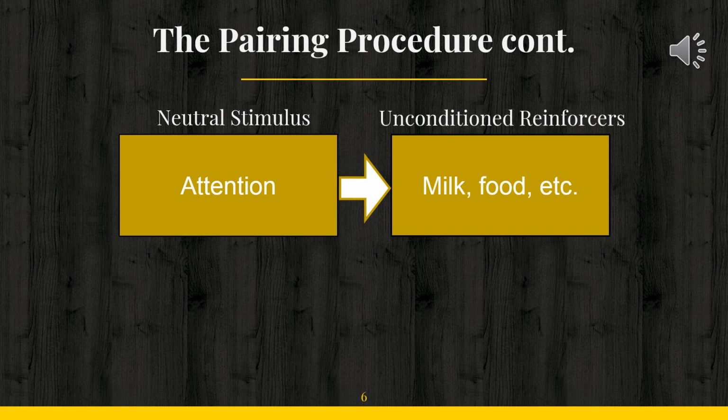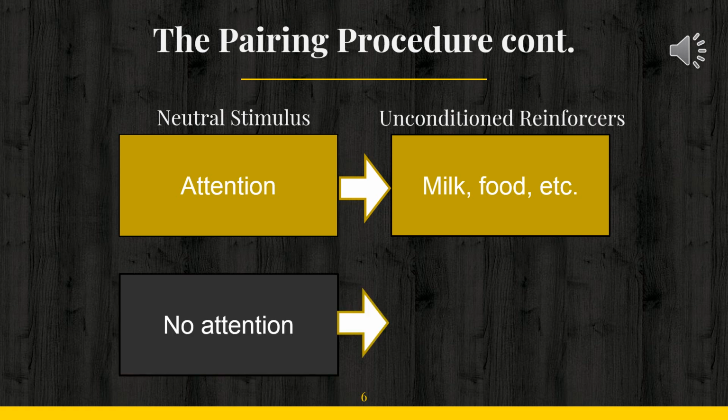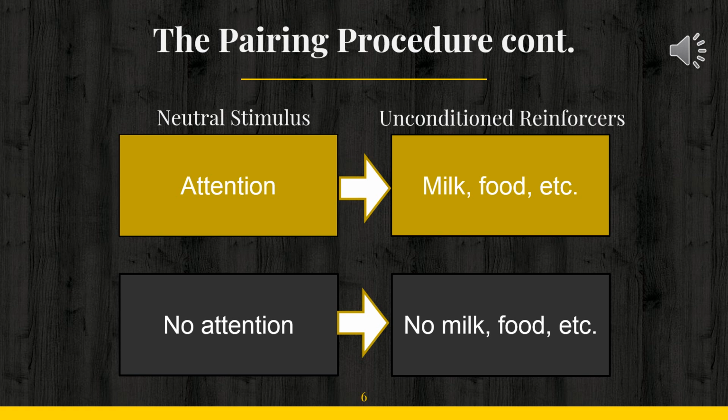An important aspect of the pairing procedure is that the absence of the neutral stimulus should also result in the absence of the conditioned or unconditioned reinforcer. In this example, the absence of attention would also be paired with the absence of access to the listed reinforcers. As mentioned previously, you cannot access these reinforcers without first receiving attention. Therefore, if attention consistently precedes access to these reinforcers, and if these reinforcers are consistently withheld in the absence of attention, then attention should acquire reinforcing properties.